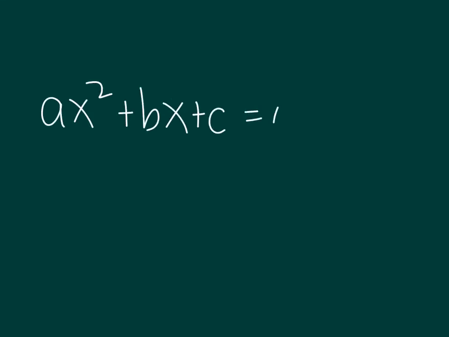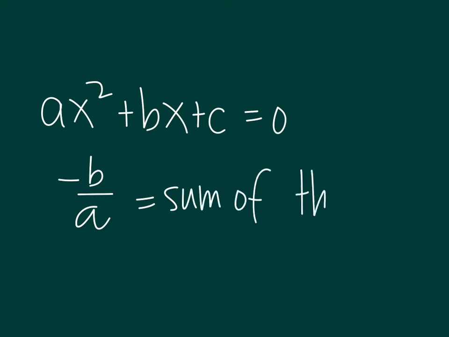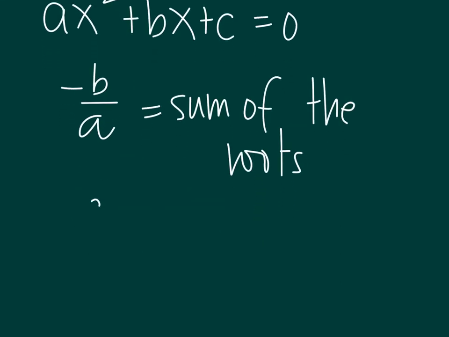Okay, so as requested, I'll be making a video showing why the sum of the roots of a quadratic equation ax squared plus bx plus c equal to 0 can be obtained by negative b over a. This is the sum of the roots, while the product of the roots can be obtained using c over a. So this is the product of the roots.